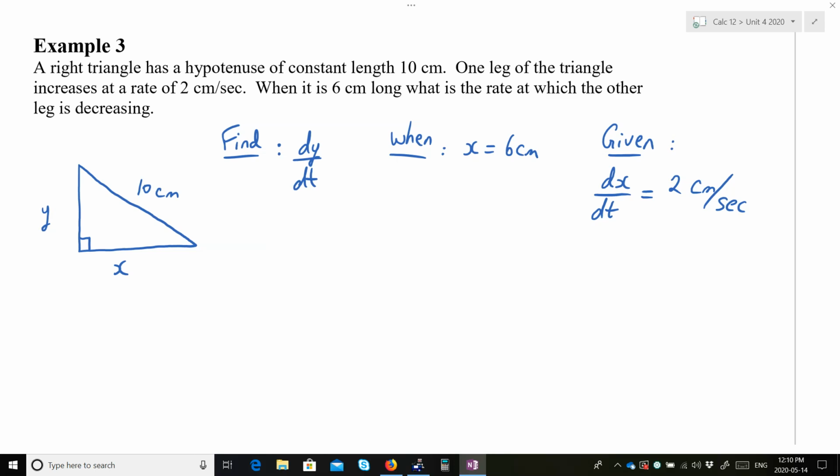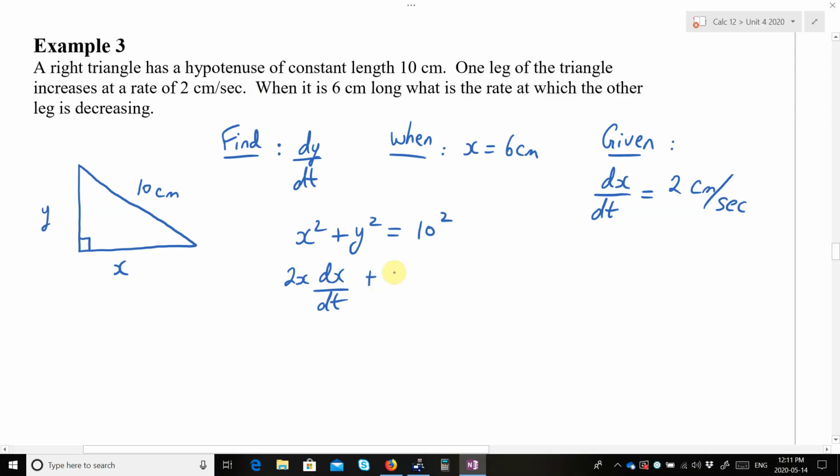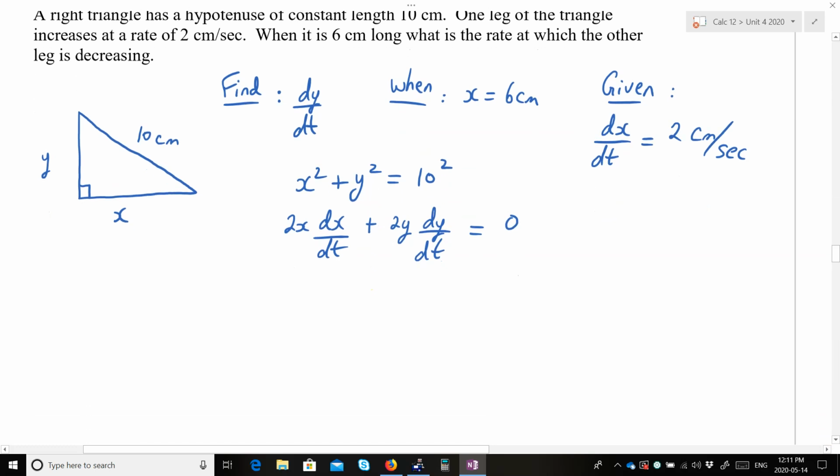Okay, so we have to relate x and y. So we can go x squared plus y squared equals 10 squared. Differentiate both sides with respect to time. Oops. The derivative of 10 squared is 0. And we want to get dy dt by itself.